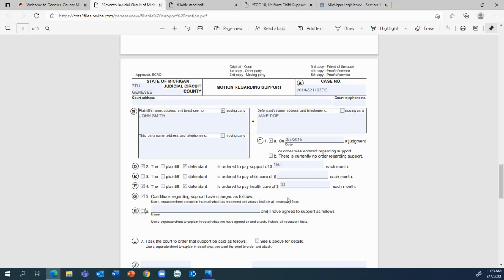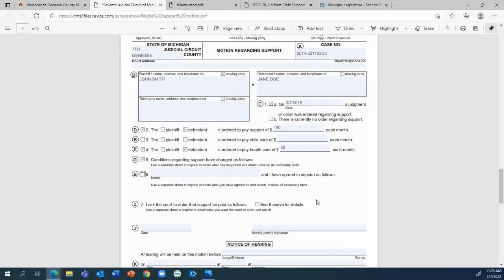So you're going to want to have a separate page where you go over all the things that have changed and all the necessary facts outlining what's changed since this order was entered back in March of 2015. Remember, we're going off of this order that was entered in March of 2015. These were the amounts, and things have changed since then.